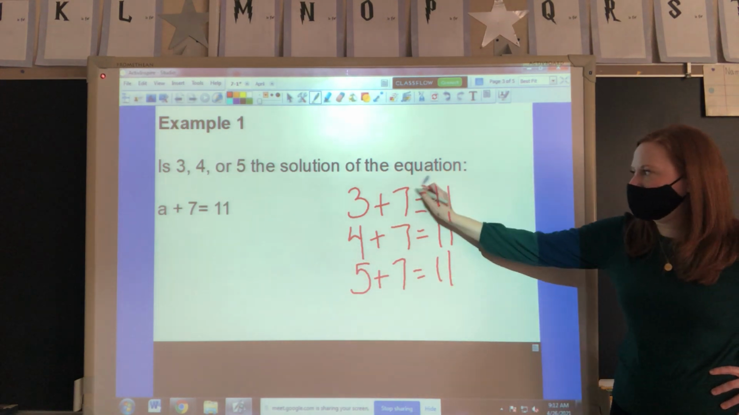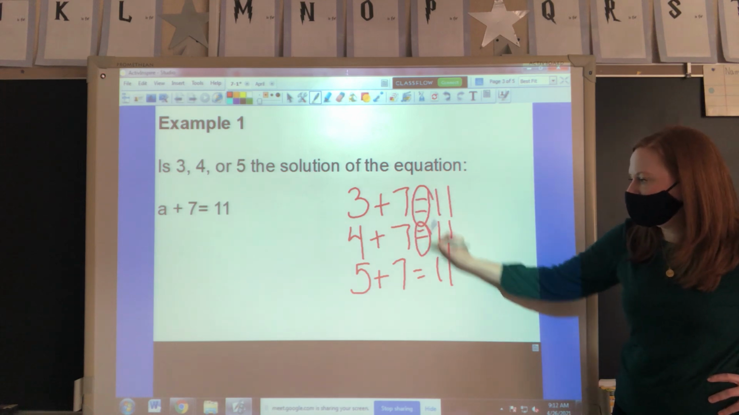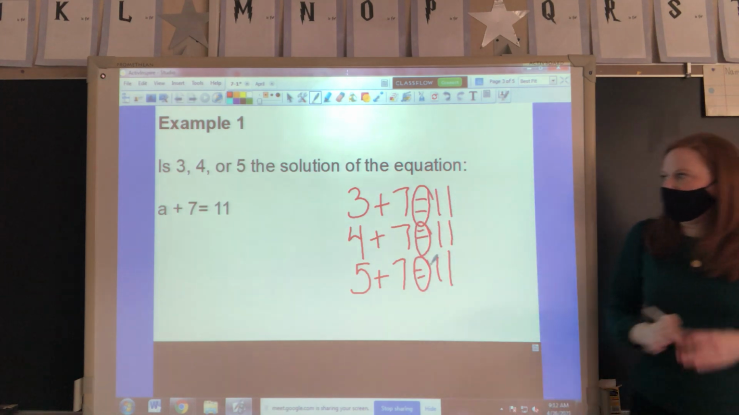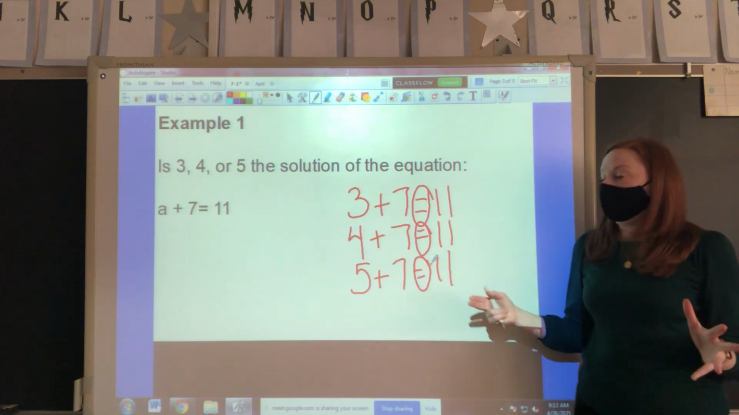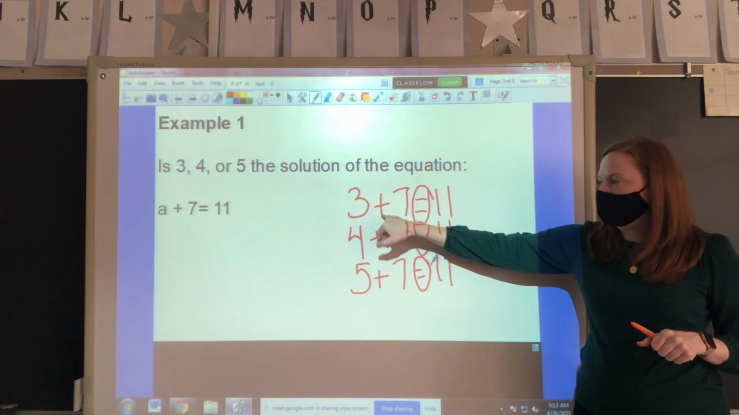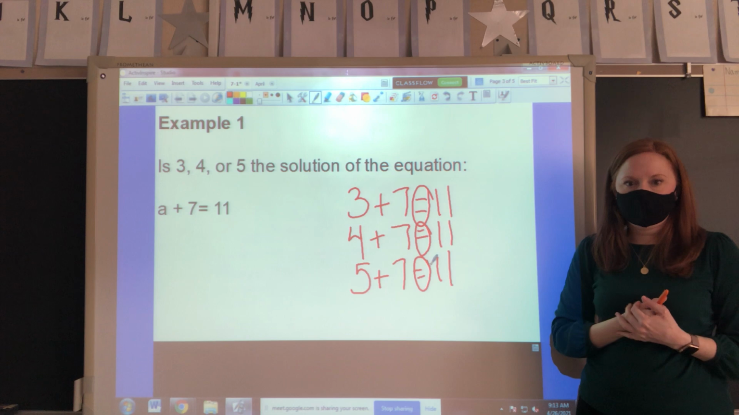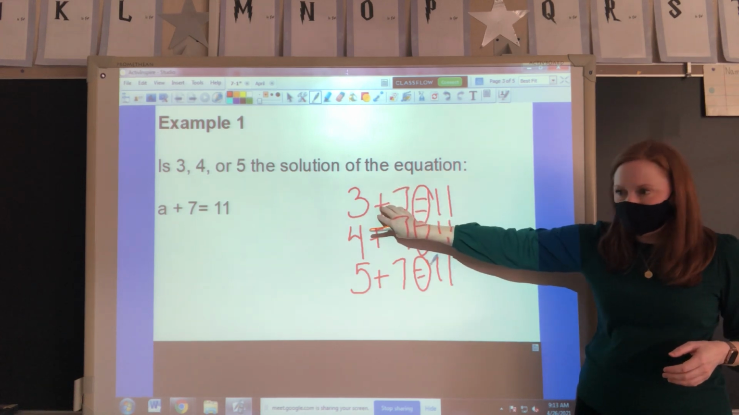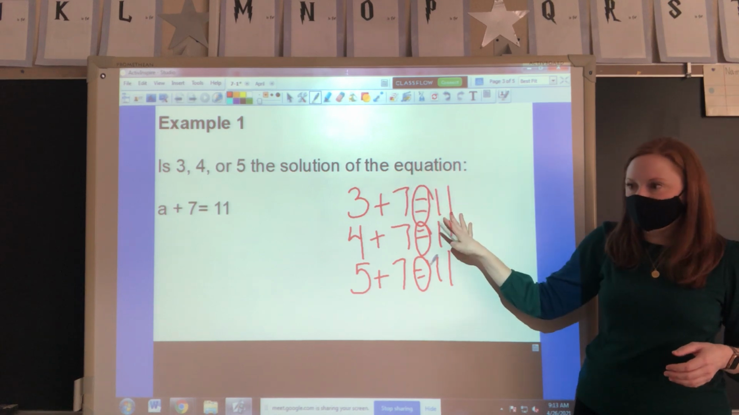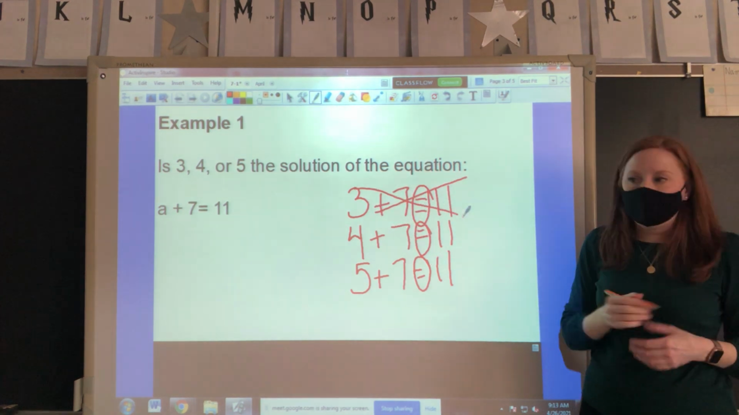So remember, the important part is you're looking at both sides of the equal sign. So this side of the equal sign and then this side of the equal sign have to be the same. So you have to work them out. So what is 3 plus 7? 10. So 10, is 10 equal to 11? No. So that's not going to work.